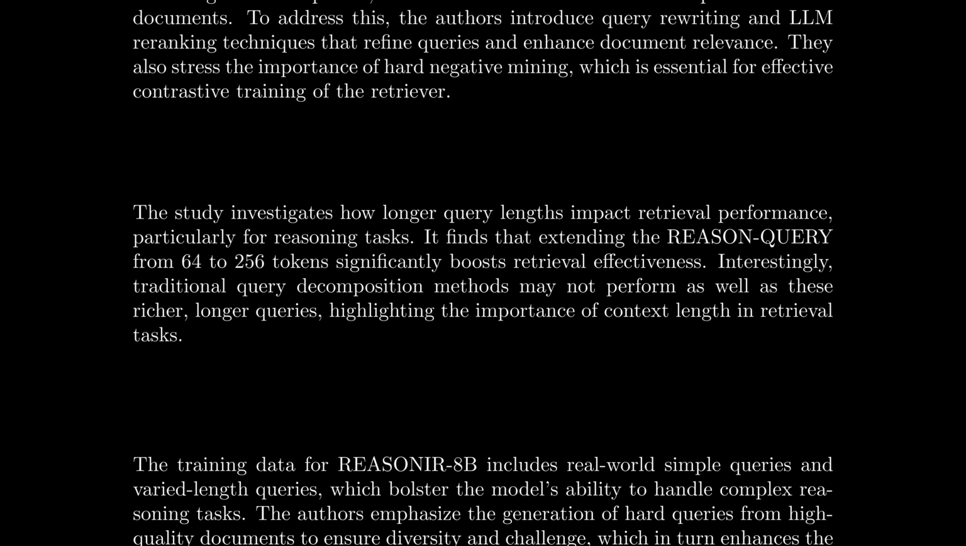The study investigates how longer query lengths impact retrieval performance, particularly for reasoning tasks. It finds that extending the reasoning query from 64 to 256 tokens significantly boosts retrieval effectiveness. Interestingly, traditional query decomposition methods may not perform as well as these richer, longer queries, highlighting the importance of context length in retrieval tasks.